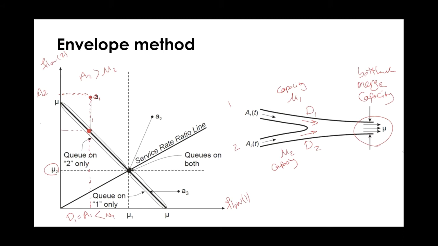find out the departure. So this would be the departure of approach two, while this would be the departure of approach one. So look, we just found out, given this arrival one and arrival two, what would be the departure one and departure two. So that's what the envelope method does. We want to know what would be the departure rate of stream 1 and stream 2 when they merge?